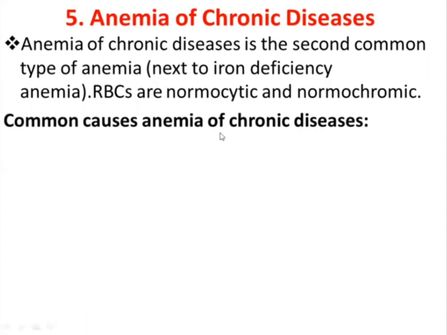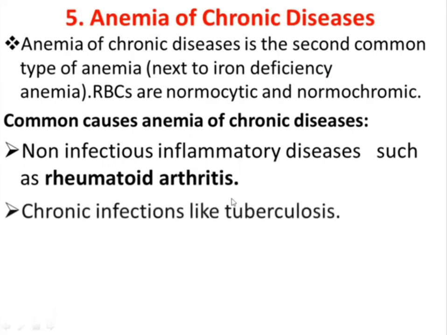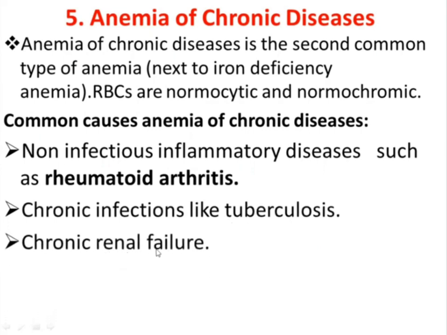Then we will see the common causes of the anemia of chronic disease, right? Non-infective inflammatory disease such as rheumatoid arthritis. Then chronic infection like tuberculosis. Then chronic renal failure. Then neoplastic disorder. These diseases cause the anemia of the chronic disease, right? What are the diseases? Rheumatoid arthritis, tuberculosis, renal failure, and neoplastic disorder. That means tumors.